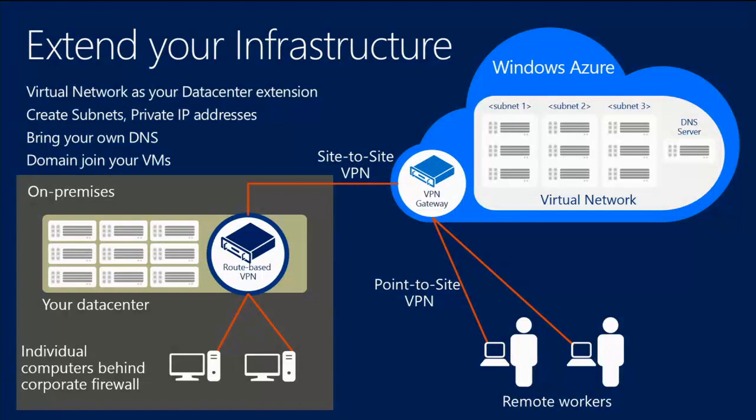So in summary, virtual networks extend your data center network, or the part of it you want, of course, to the cloud. You can create subnets and choose your IP addresses if you want to. You can bring your own DNS, which can be very important in some scenarios. And you can do things like join your VMs to your domains. We have cookbooks, and we have examples of all of these things for you.